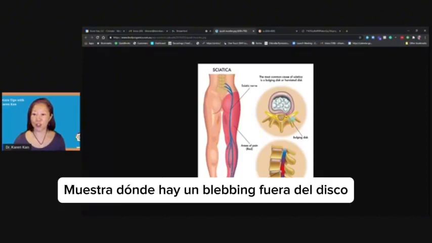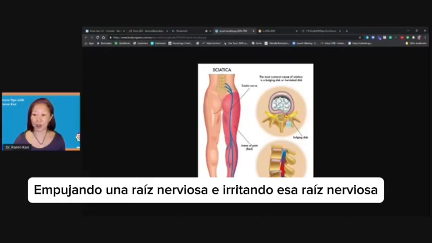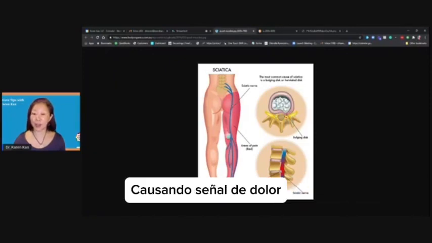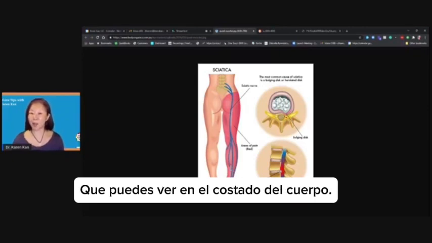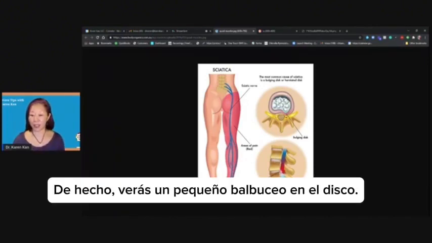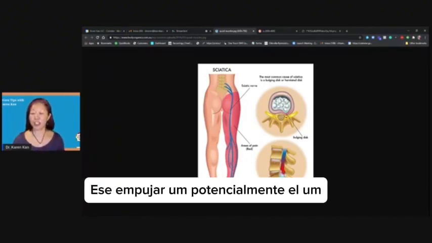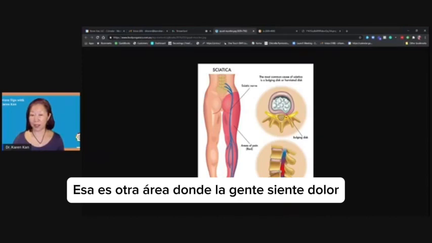And in this picture, it shows where there's a blebbing out of the disc, so a bulging disc pushing on a nerve root and irritating that nerve root, causing pain signals to go down the leg. On an MRI, which you could see on the side of the body, you'll actually see a little blebbing out of the disc that's pushing on potentially the spinal cord. That's another area where people get pain.